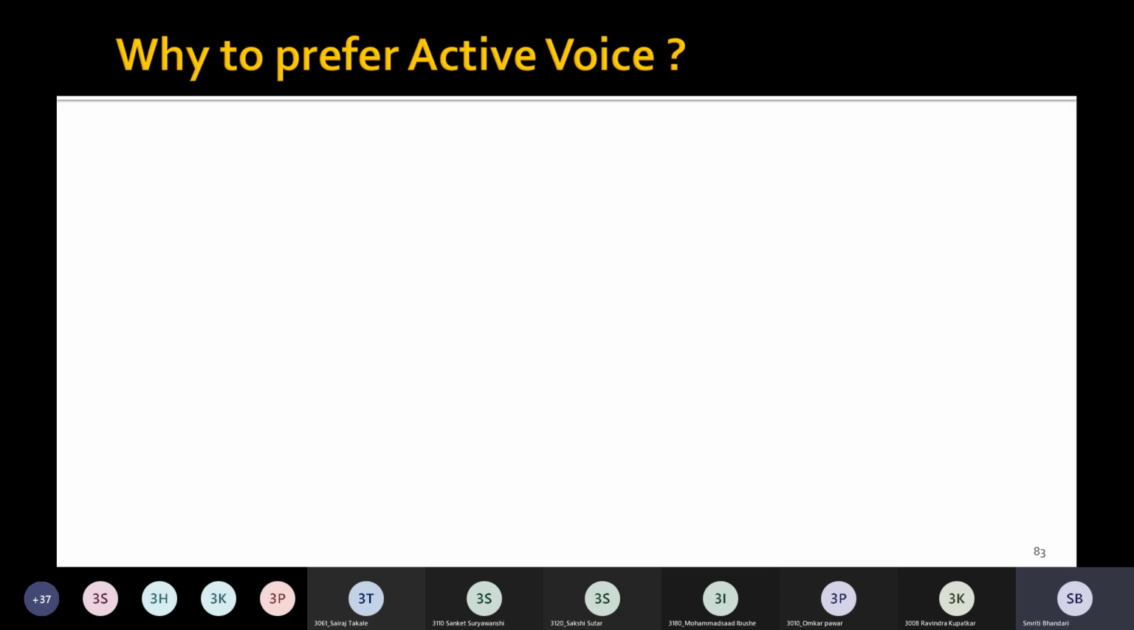Okay, so let us look at few important aspects: why to prefer active voice and why to prefer passive voice. So there is a debate between usage of these two voices while writing the technical document. The first important point is that active voice actually improves the readability. Few people recommend using active voice, and the reason is they say that active voice is clear, direct, concise, and hence it improves readability.